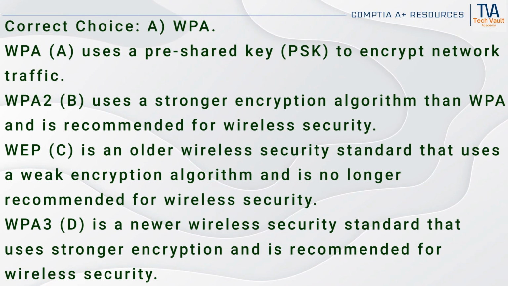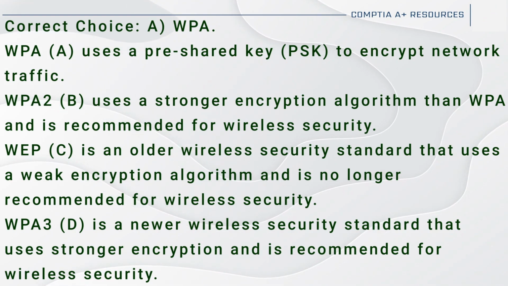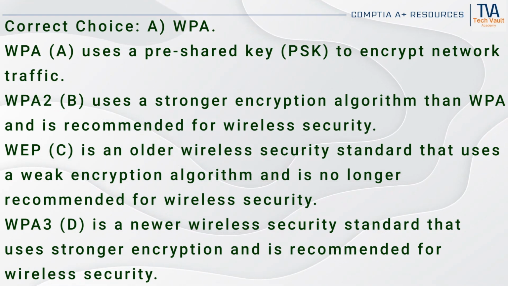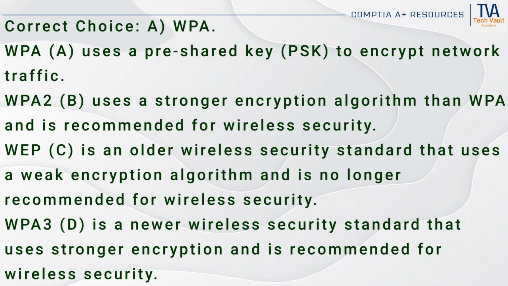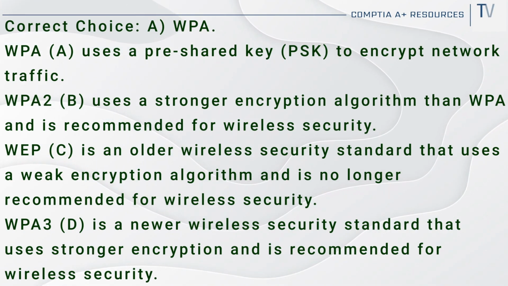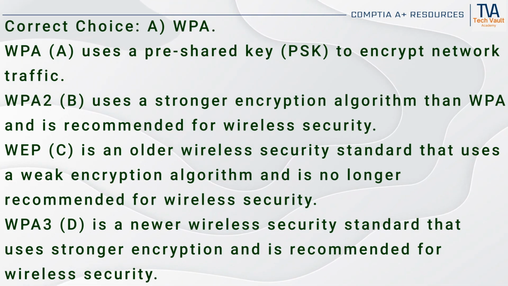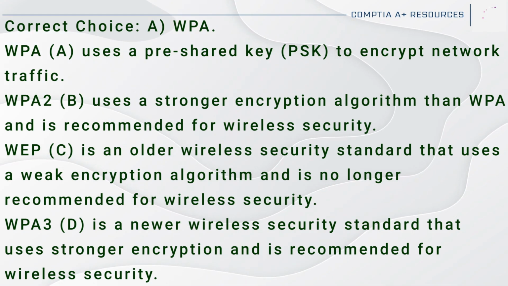Correct choice: A. WPA. WPA uses a pre-shared key, PSK, to encrypt network traffic. B. WPA2 uses a stronger encryption algorithm than WPA and is recommended for wireless security. C. WEP is an older wireless security standard that uses a weak encryption algorithm and is no longer recommended for wireless security. D. WPA3 is a newer wireless security standard that uses stronger encryption and is recommended for wireless security.